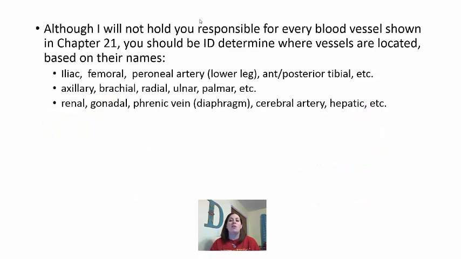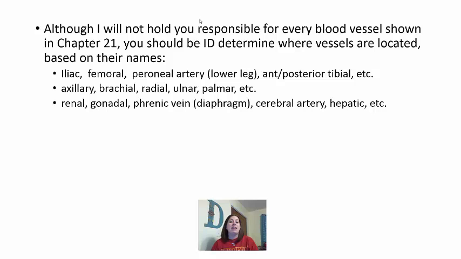Now, although I will not hold you responsible for every blood vessel shown in chapter 21, because if you look at those exhibits, they're long and there's a lot of blood vessels. You should be able to ID or determine where blood vessels are located most of the time based on their names. And this is going to be coming back from those labs from Anatomy 1 where you were supposed to learn this terminology. All right, so these are some ones you need to make sure you know. From the lower extremities, you need to know the iliac, femoral, peroneal artery, which is part of the lower leg, the anterior and posterior tibial, etc.